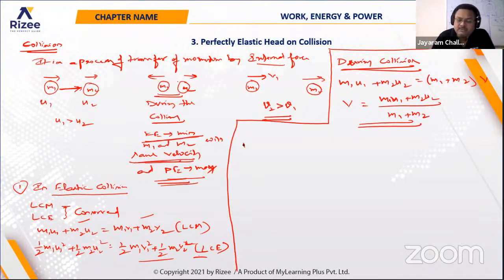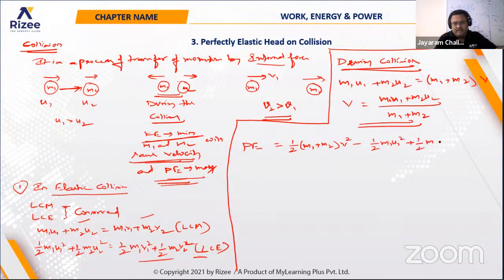Now, if we ask you to find the potential energy during the collision, how can you get it in this case? As it is the case of conservation of energy, your potential energy will be nothing but the difference between the kinetic energies: half m1 plus m2, both moving with the same velocity during the collision, minus half m1 u1 square plus half m2 u2 square. This is during the collision.